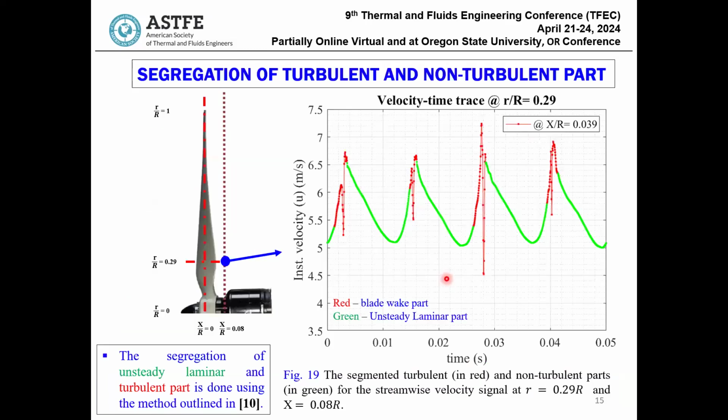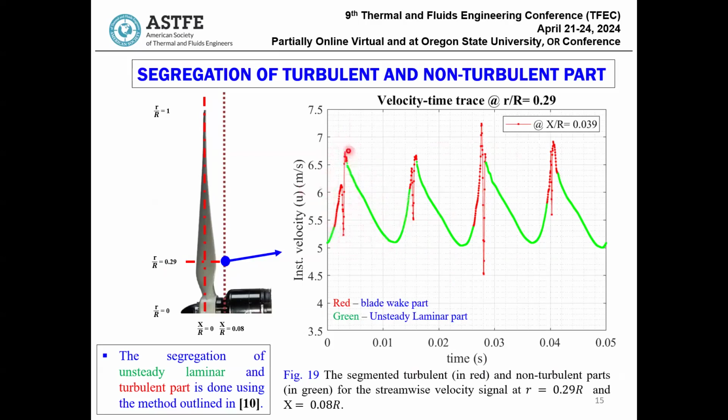Now coming to the segregation of turbulent and non-turbulent parts, the velocity signal acquired at this location, 29% of the radius, is shown here. From this velocity signal, I have segregated the turbulent part and non-turbulent part to calculate the blade wake width. So this red portion you see is the blade wake portion, and this is the unsteady laminar region.